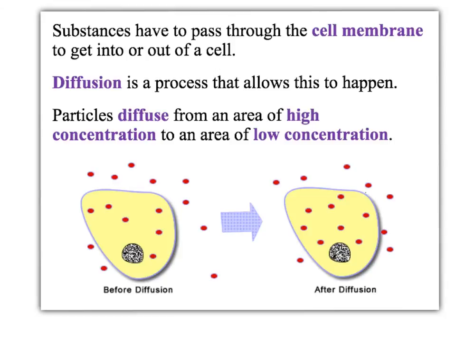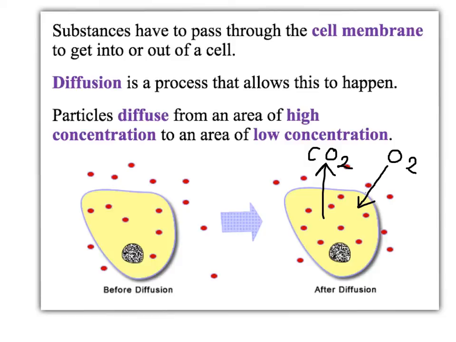Okay, so diffusion. This is the type of transport that you have to know about. So we know that substances have to be able to pass through the membrane. So substances such as oxygen have to be able to pass in, and also substances such as CO2 have to be able to pass out. Now, diffusion is the process that allows this to happen. So particles diffuse from an area of high concentration to an area of low concentration.